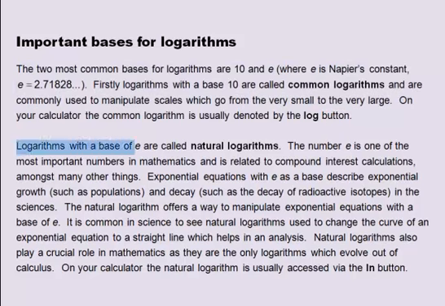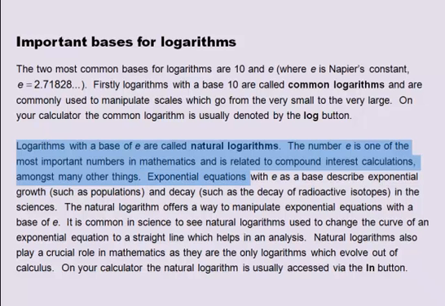Logarithms with a base of e are called natural logarithms. The number e is one of the most important numbers in mathematics and is related to compound interest calculations, amongst many other things. Exponential equations with e as a base describe exponential growth, such as populations, and decay, such as the decay of radioactive isotopes in the sciences.